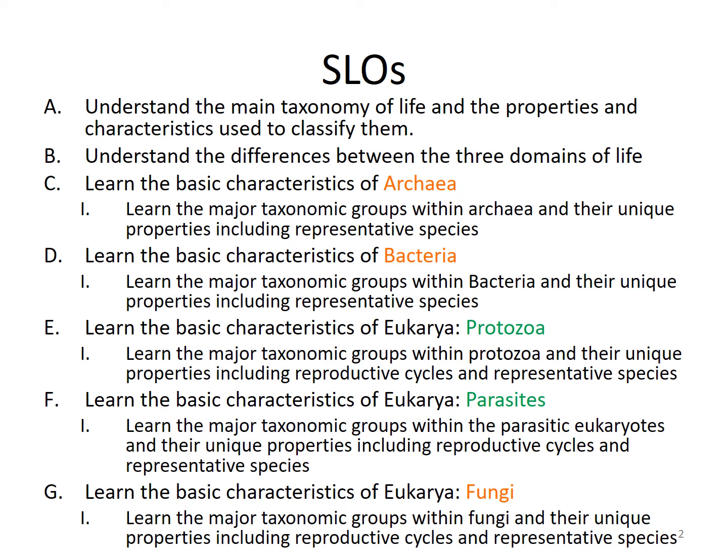So the rules. And then little by little, we're going to look at examples and what are the characteristics behind them. So if you see the list of SLOs, you'll notice that SLOs C through G all look pretty much identical. The only difference that happens between them is which type of organism we're going to be focusing on. So for the main idea is what is the organism, how do we classify it, and what are the properties associated with them.